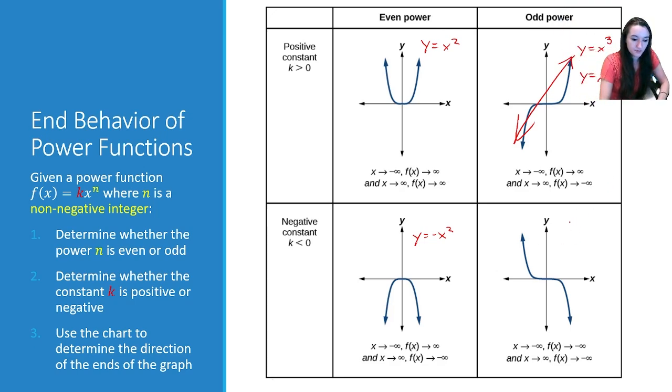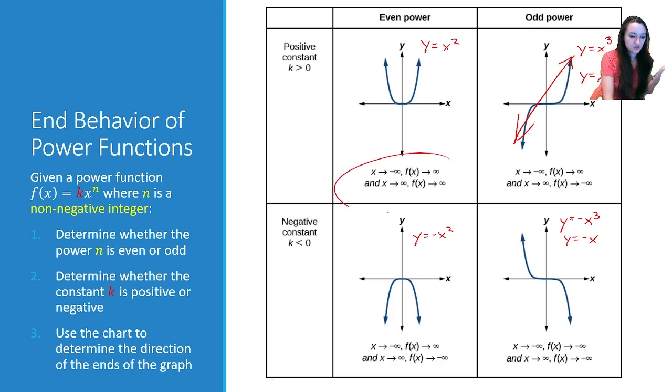Then the last one is for a negative constant, like y equals negative x cubed or even y equals negative x. We get it in the opposite direction. So this is essentially x cubed flipped over. Coming from the left side, we're positive, and on the right side, we are negative, heading towards negative infinity.